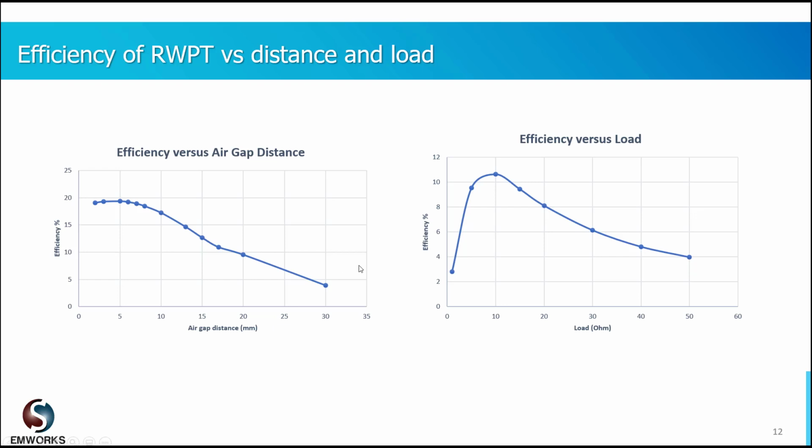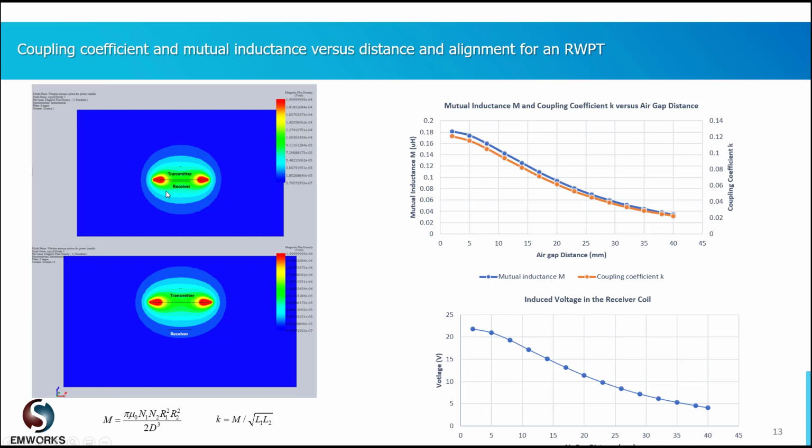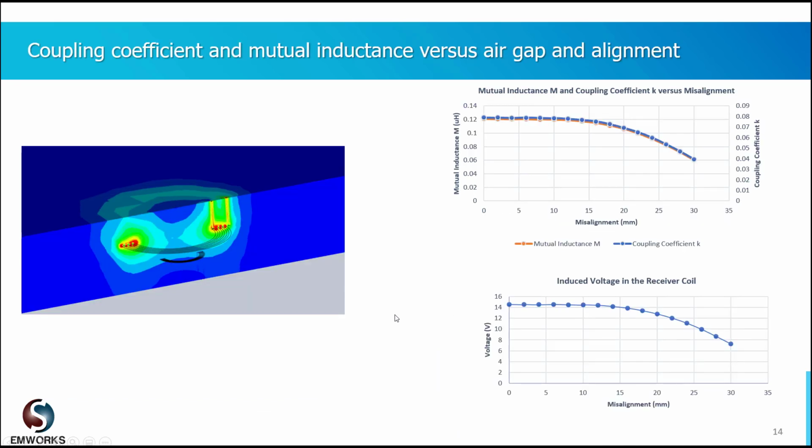Flux density distribution around the transmitter and receiver coils at 2 mm and 40 mm separating distance. Mutual inductance, coupling coefficient, and induced voltage are inversely proportional to the separating distance, as expected. Animation of the flux density versus coils alignment. Mutual inductance, coupling coefficient, and induced voltage are inversely proportional to the alignment distance, as expected. Let us go for a live demonstration next.